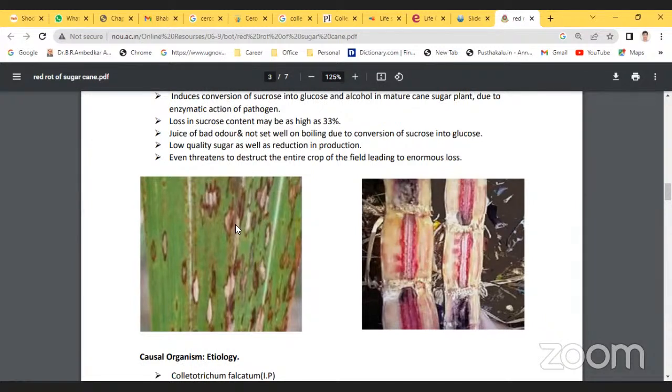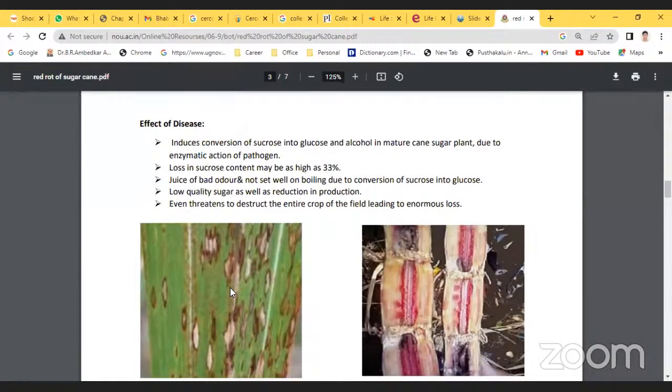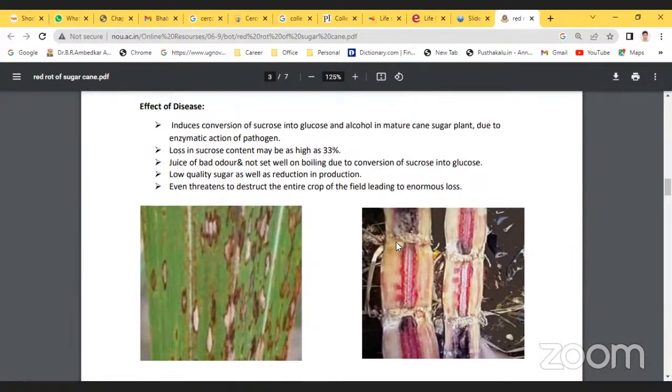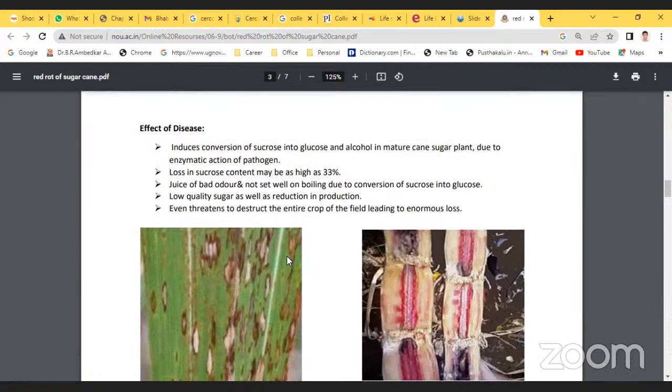These are the leaf spots. The leaves show this type of spot. This is the midrib. So how do the spots start in the sugarcane? This is the cane, the sugarcane. This is the sugarcane leaf. That's why we call it the red rot of sugarcane. This is the red rot of sugarcane.